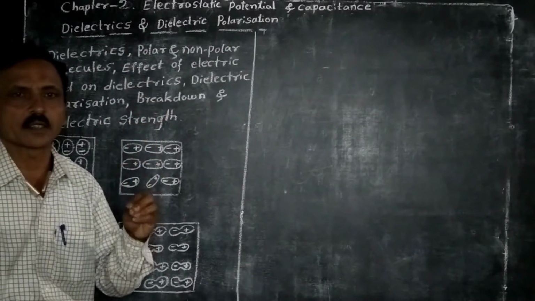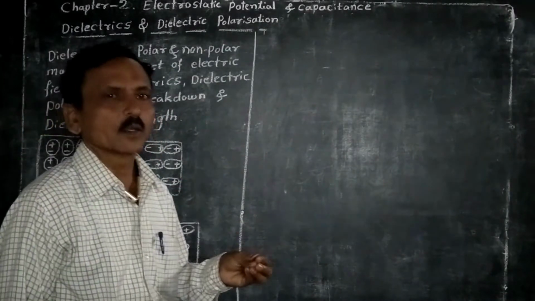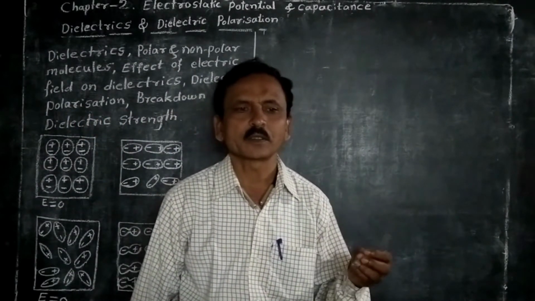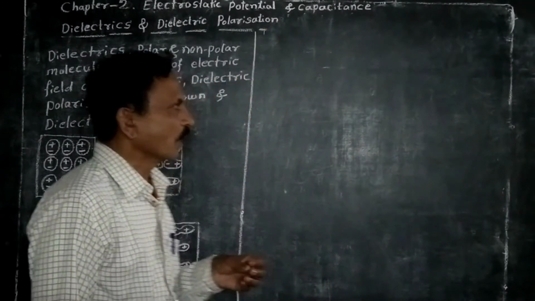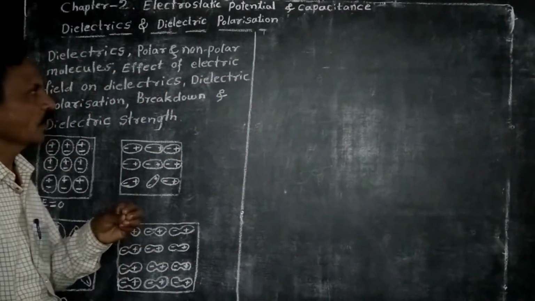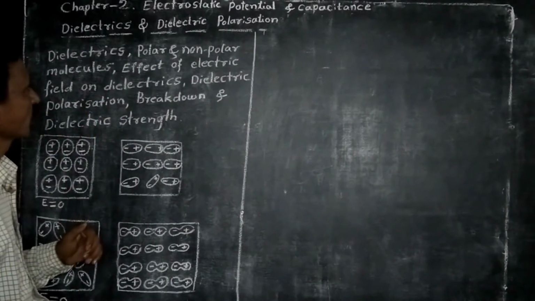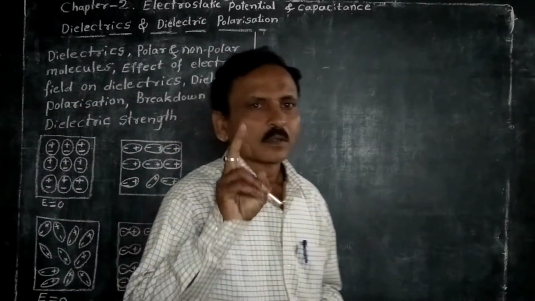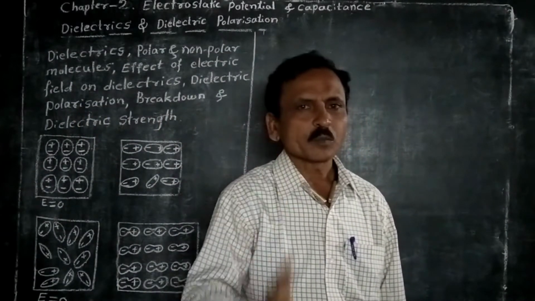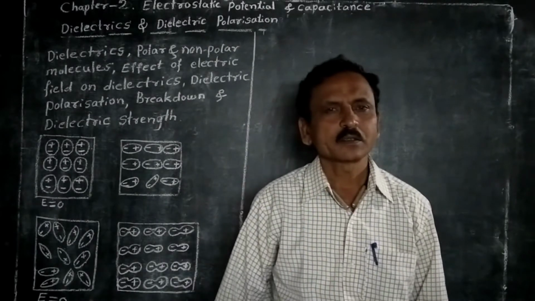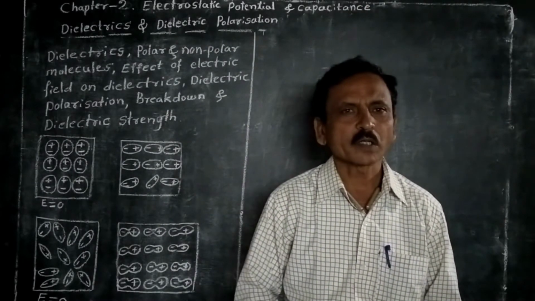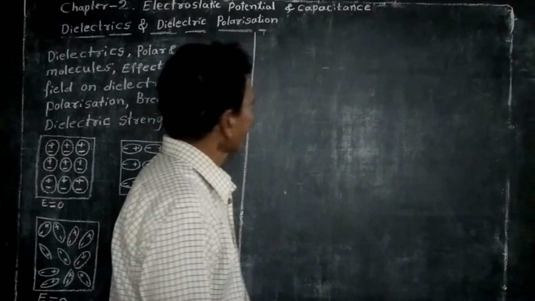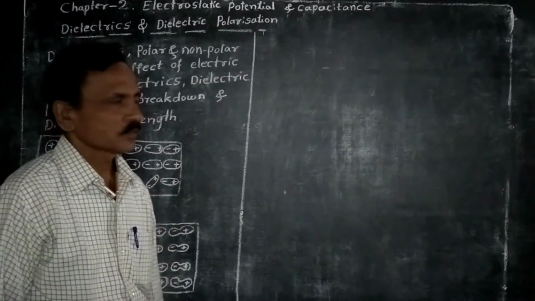Dielectrics are the non-conducting materials like HCl, ammonia, pure water, hydrogen, oxygen, plastic, rubber, and so on. They affect the electric field in which they are placed, and these dielectrics are made up of either polar molecules or non-polar molecules. Then what are polar and non-polar molecules?